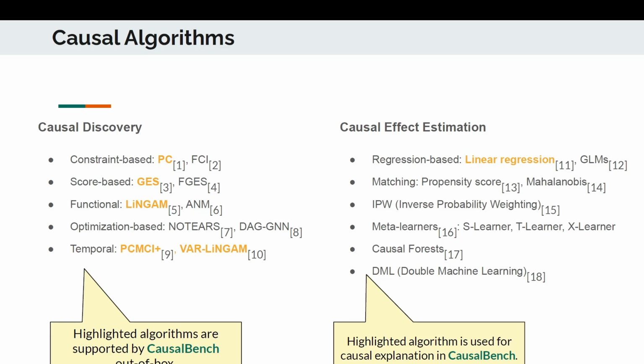For causal effect estimation, when we aim to quantify the effects, we also have a number of different approaches: regression-based, matching, IPW, causal forest, or double machine learning. And we also utilized effect estimation models in CausalBench as well, but not as a direct algorithm at this point. We utilized effect estimation in our causal explanation model to assist you in finding why we got the benchmark results.